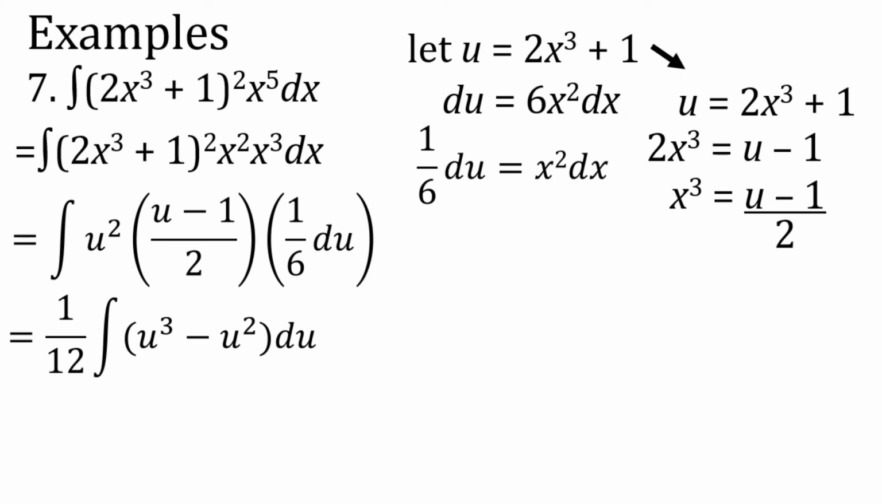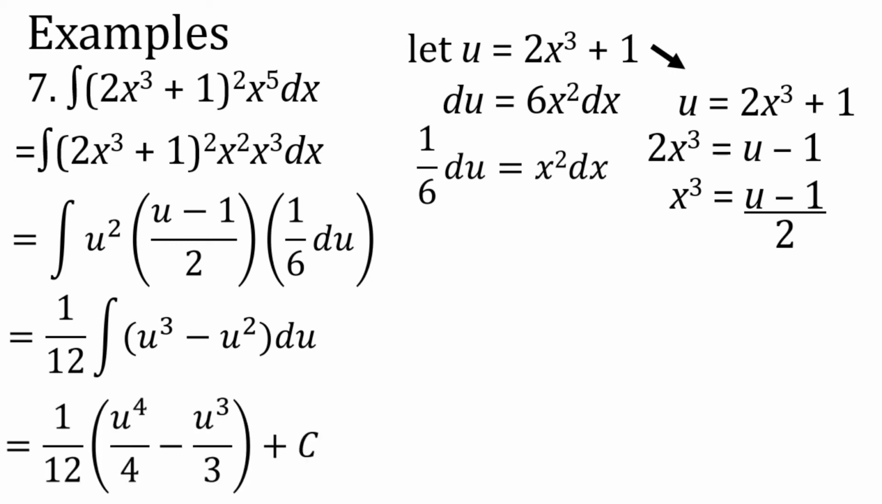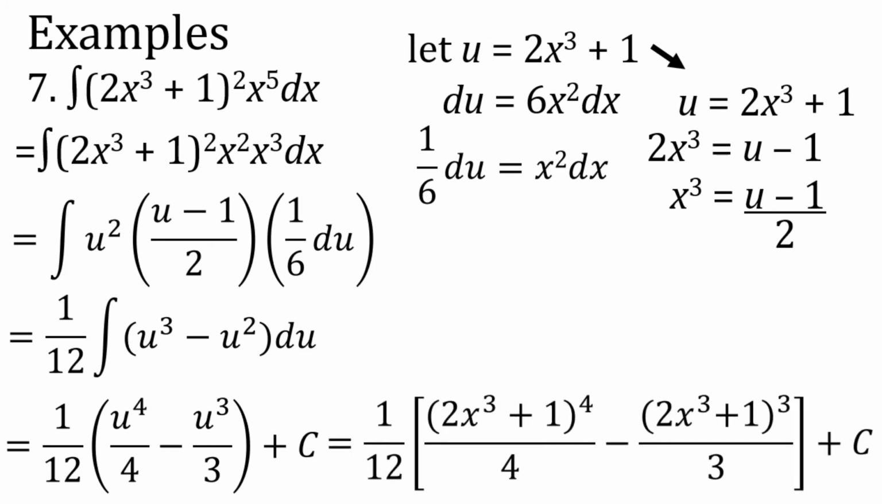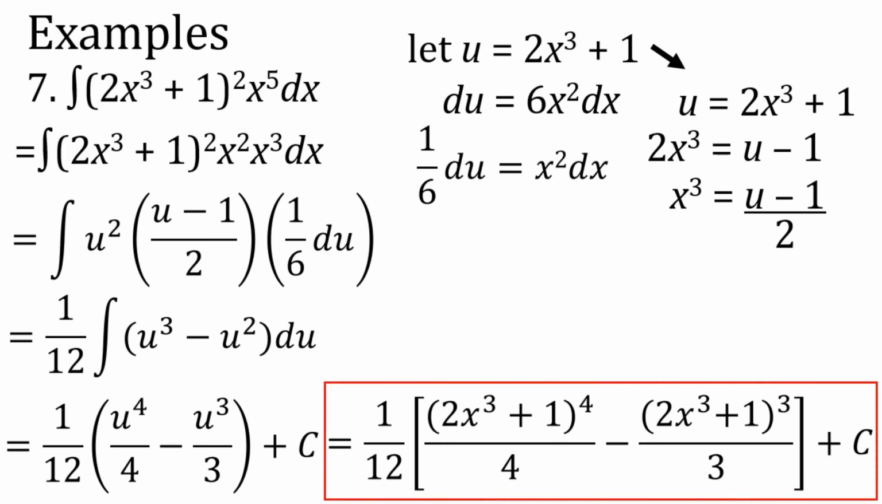So this is already integrable. If we will be integrating this, we're going to have 1/12 times (u to the 4th over 4 minus u cubed over 3) plus c. And then substitute the value of u. Change u to 2x cubed plus 1. So our answer will become 1/12 times ((2x cubed plus 1) raised to 4 all over 4 minus (2x cubed plus 1) raised to 3 all over 3) plus c. So this is our answer. Okay?